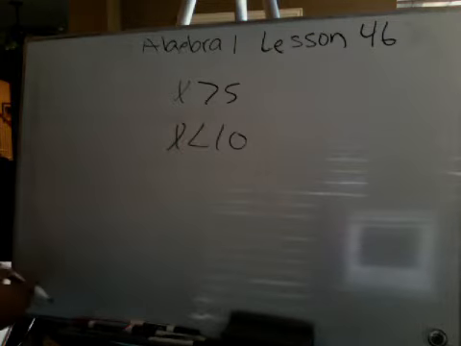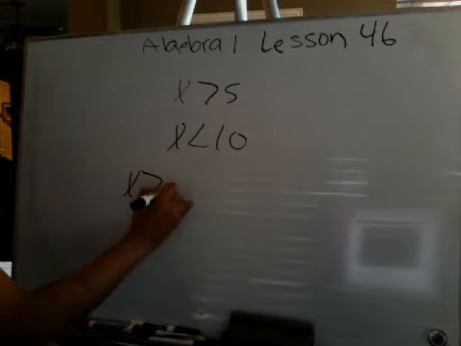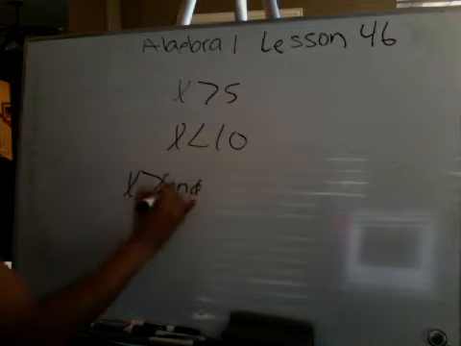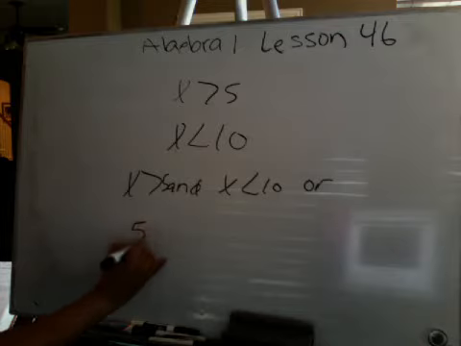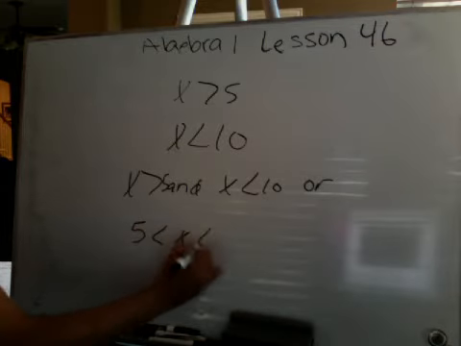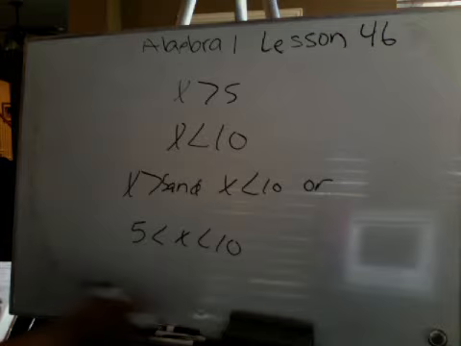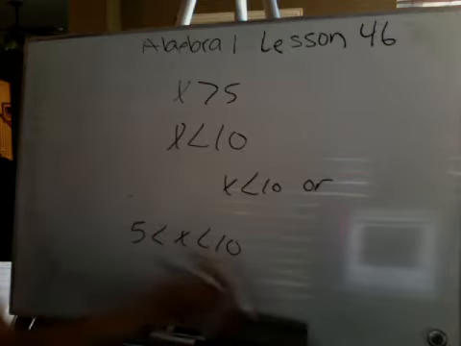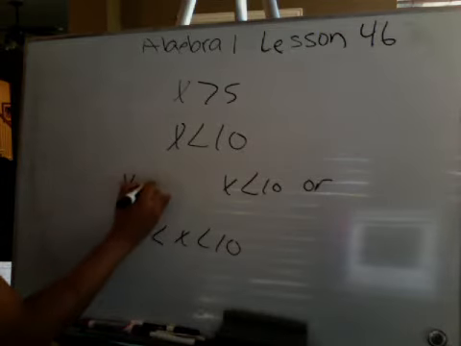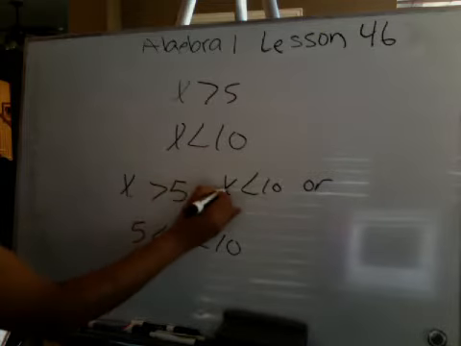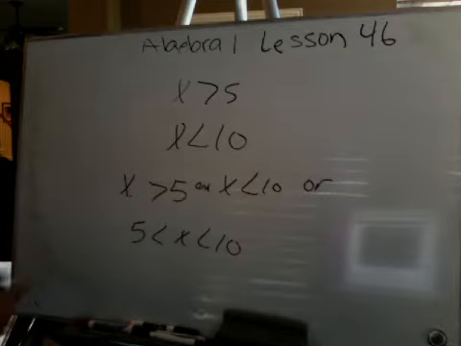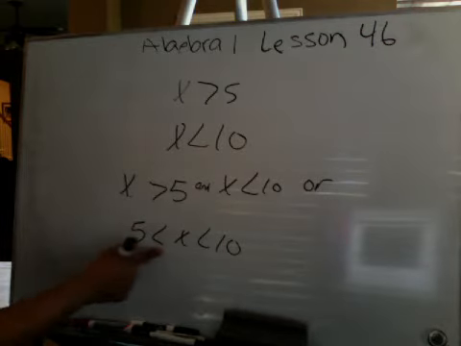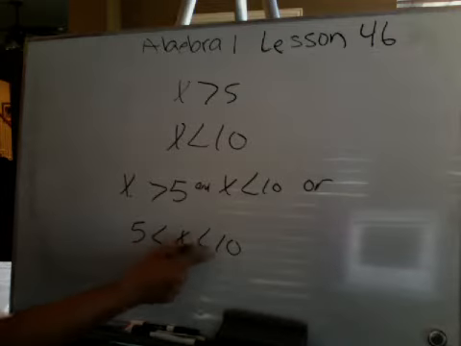If I want to say a number is greater than 5 and less than 10, I can say x greater than 5 and x less than 10. Or I could simply say 5 is less than x less than 10. Those are two different ways. Let me write this one over here. X greater than 5 and x less than 10. Or I could simply say 5 is less than x, x is less than 10.